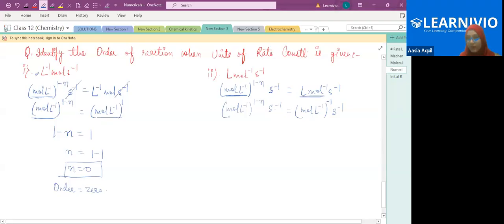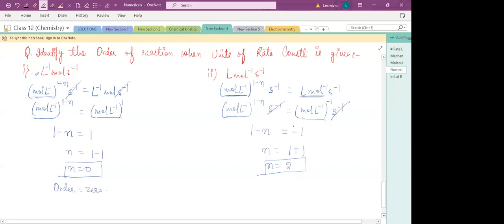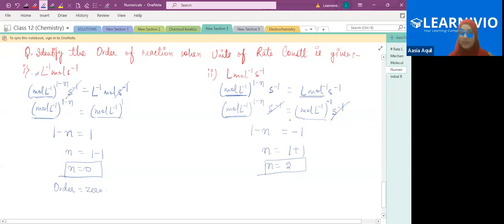Now see, the base is same. The per second will cancel out, right? And the base is same, so you can equate the powers. 1 minus n is equal to minus 1. So from here, n is equal to 2. It's a second order reaction. Got it? Yes, ma'am. So accordingly, you have to do this type of question. Just remember the general unit of rate constant, and you just have to equate those terms, something will cancel out, and you will get the answer. That's very easy.